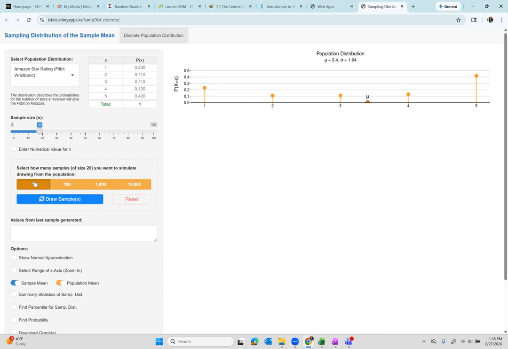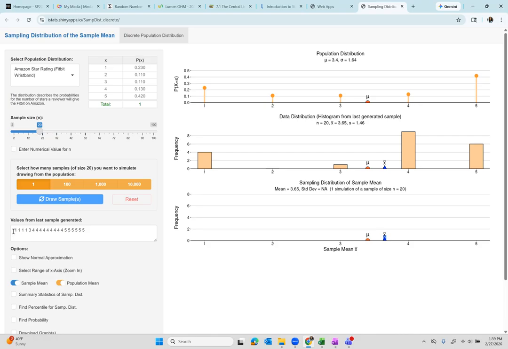And I can draw a sample. How many samples do you want? I want just 1. Let's draw a sample and see what happens. So it drew a sample of size 20 that contained 4 1s, 1 3, a bunch of 4s, and 6 5s. And then it sketched here the frequency bar graph. So I had 4 1s, 0 2s, 1 3, about 9 4s, and 6 5s. And the average of those happened to be 3.65.